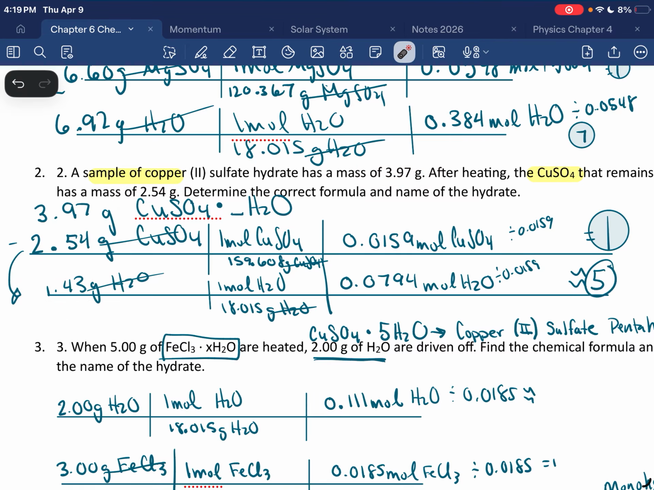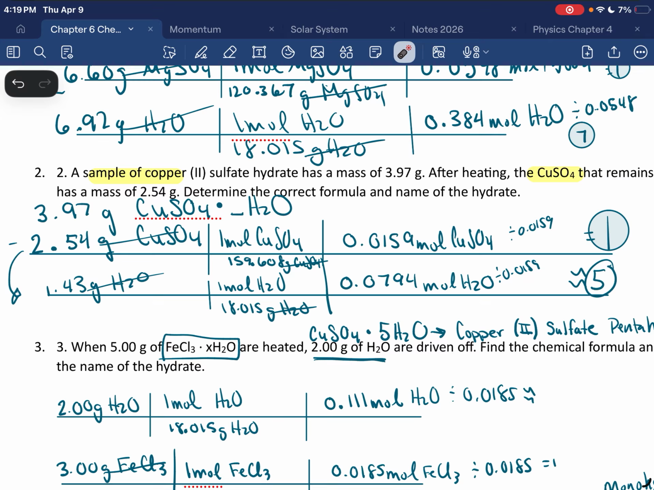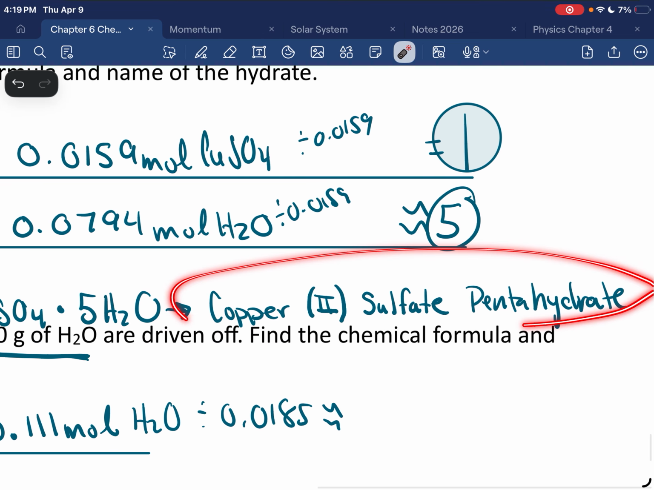Now, to figure out the ratio of the salt to the water, I take the salt, the ionic compound, convert it to moles. I take the water, convert it to moles, just like your one-step conversions. Divide by the smallest, just like empirical formula. And then you'll get a whole number ratio. And then you'll take your 1 part for your copper sulfate and 5 parts for your H2O. And then we can say that our copper 2 sulfate pentahydrate has this chemical formula and this chemical name.